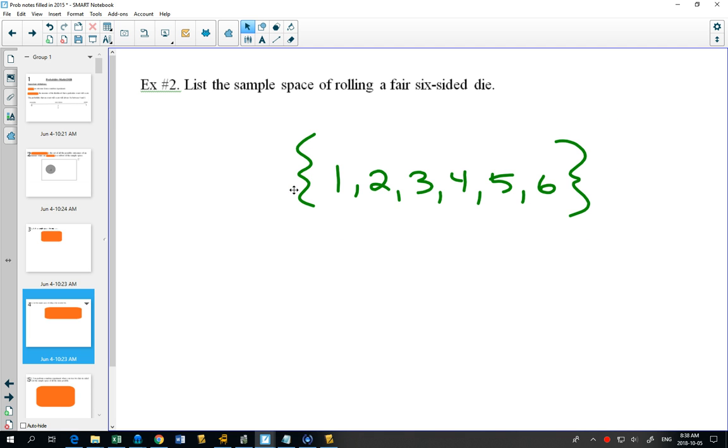Right? You roll a 6-sided dice. Yes, there is the possibility it could land on its edge. I don't know if I've ever seen that happen, but in an ideal situation, I guess that would be a possibility, but we never list that. We just say the sample space is 1, 2, 3, 4, 5, or 6.